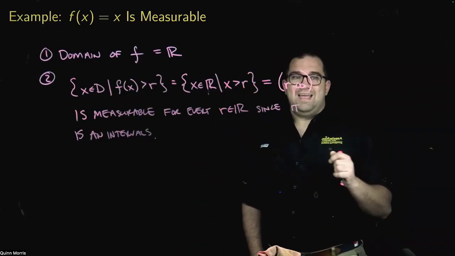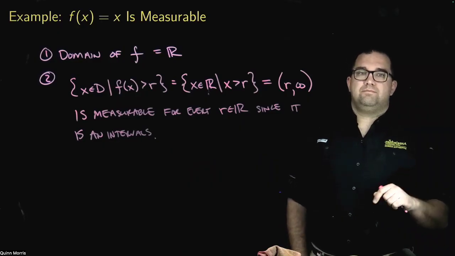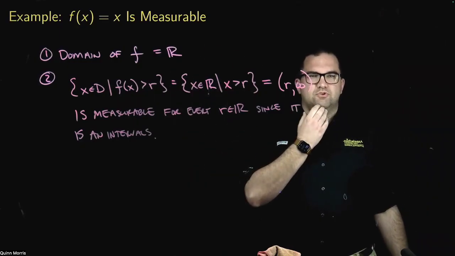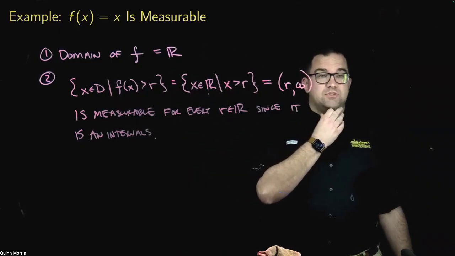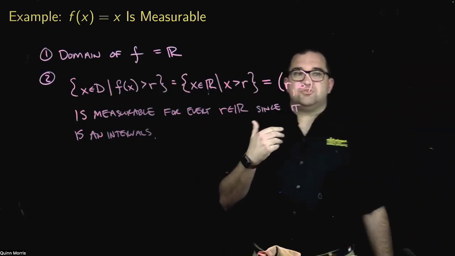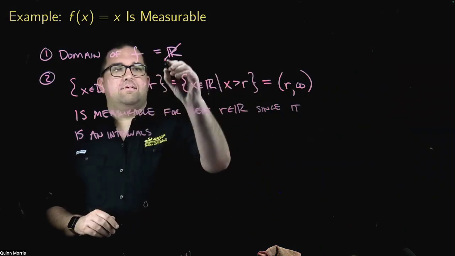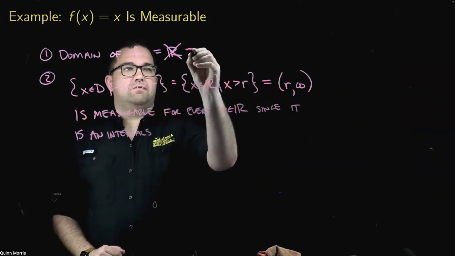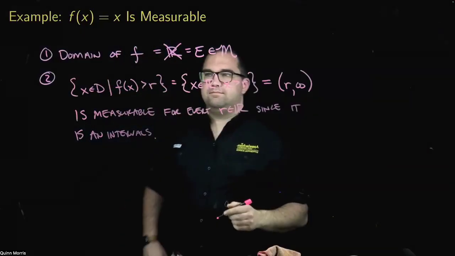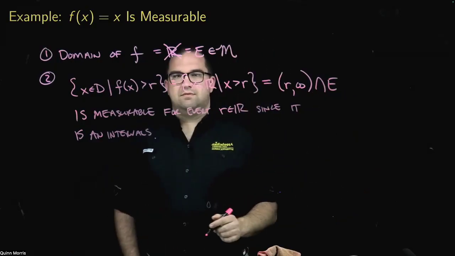Okay. And in fact, if you wanted to restrict this, you might wonder, if I take this function and then restrict its domain to a measurable set, will that still be measurable? And the answer is yes, because if you changed your domain to say some measurable set E, okay, then this would just be intersected with E, right?